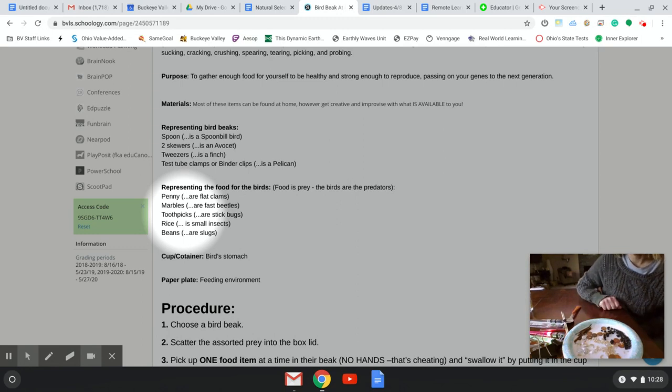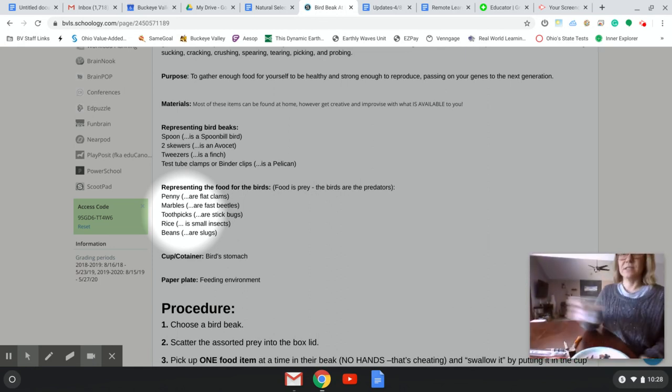Toothpicks. We don't have any toothpicks at home, so I went outside. These are pieces of mulch I got from outside that are about toothpick size. That's where you get creative. What can you find to substitute? Rice. I've got some rice here. The rice grains, those are small insects. And then these are some dried beans that I got out of the pantry representing slugs.